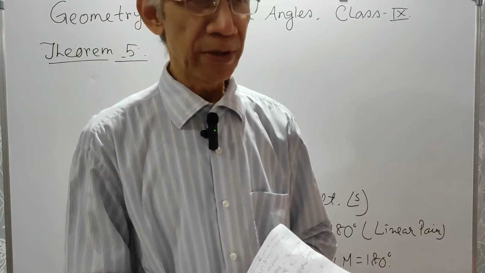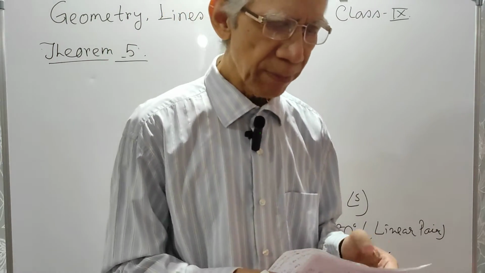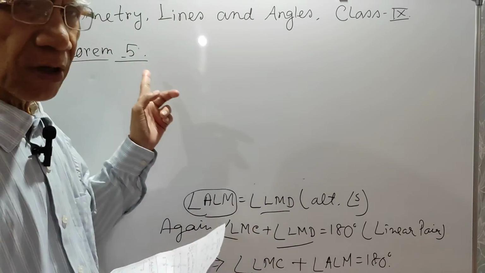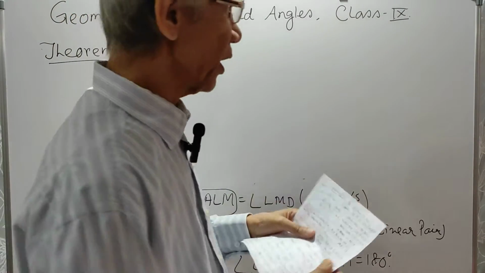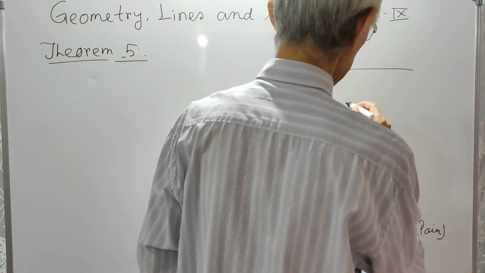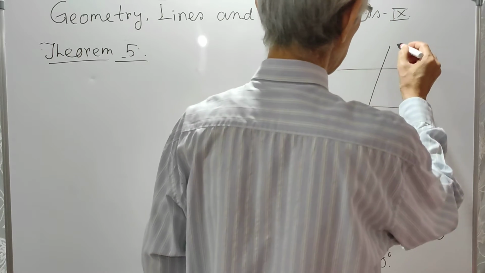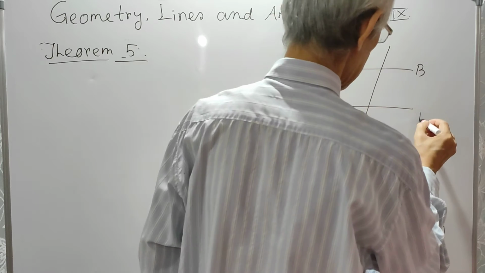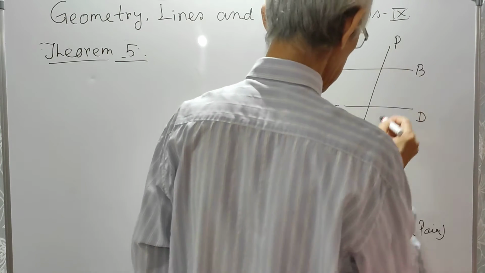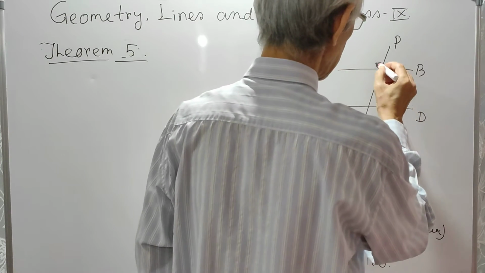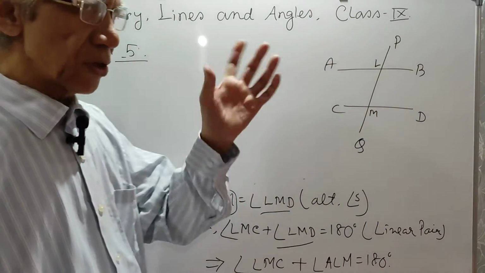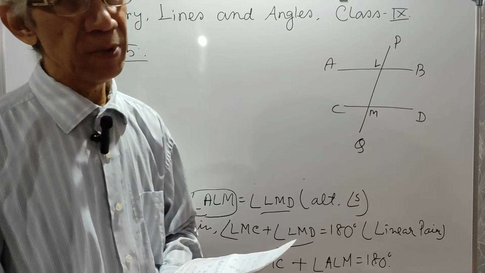Co-interior angles are supplementary, and you have to prove the lines are parallel. All right. So now since theorem 5 is converse of theorem 4, the diagram will be the same. So that same diagram we can use. So this was the diagram. So AB and CD. All right. Then P, Q, this is L, this is M. So two converse theorems have the same diagram.